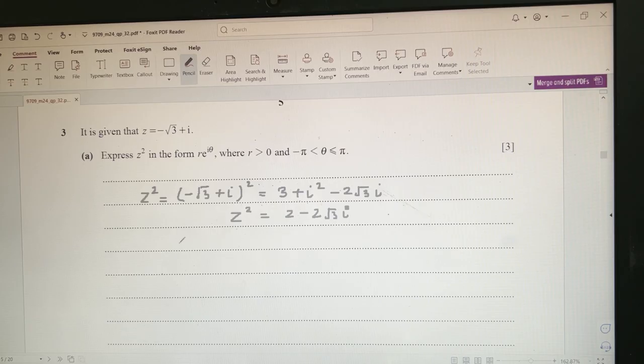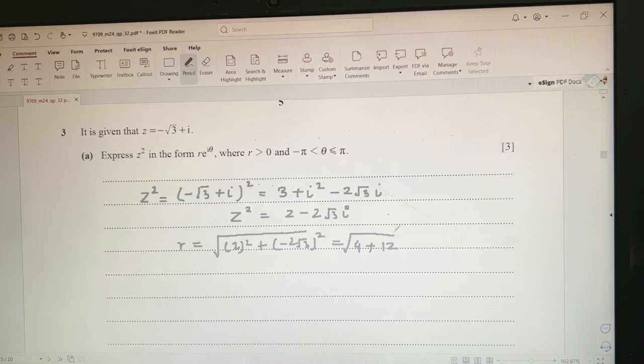So z square is this complex number now. First we should find r. r is the modulus of the complex number, so this will be under root this 2 square plus negative 2 root 3 whole square. This will be the modulus. So it comes as root of 2 square, which is 4, plus 2 root 3 squared, which is 4 into 3, 12. 12 plus 4 is 16, and the square root of 16 is 4. So r is 4.